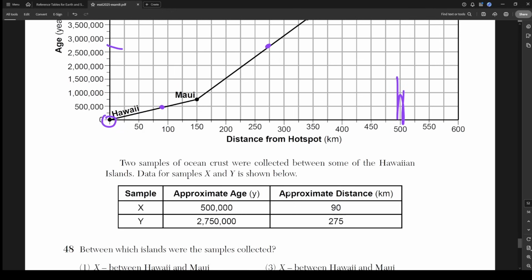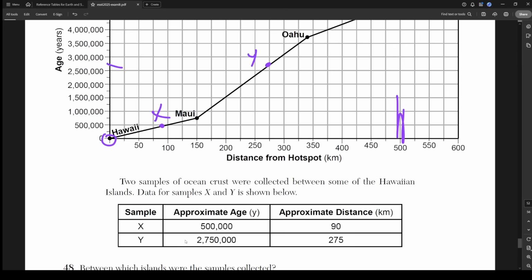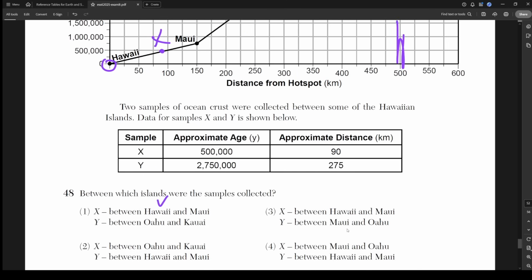Between which islands were they collected? Okay, so this is going to be X and Y. So X is between Hawaii and Maui. And Y is between Maui and Oahu. So it's 3. That was very, very easy. 1 out of 10 plus 1 test fatigue. That's a 2.